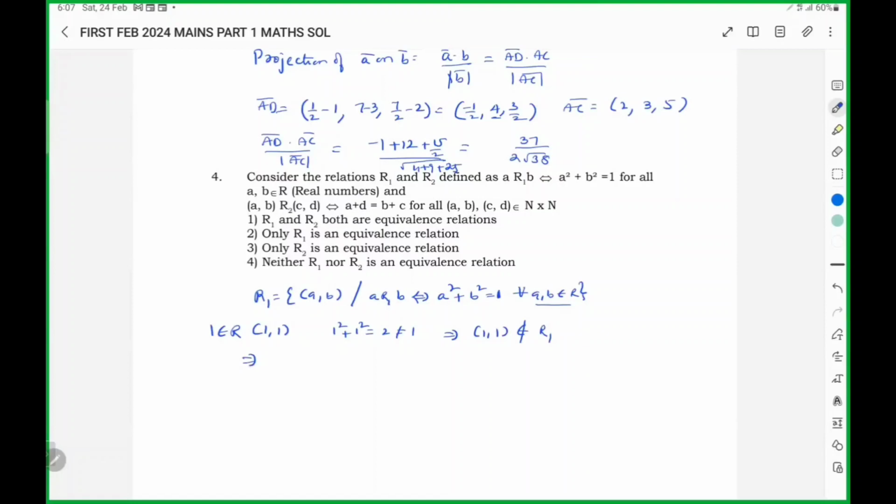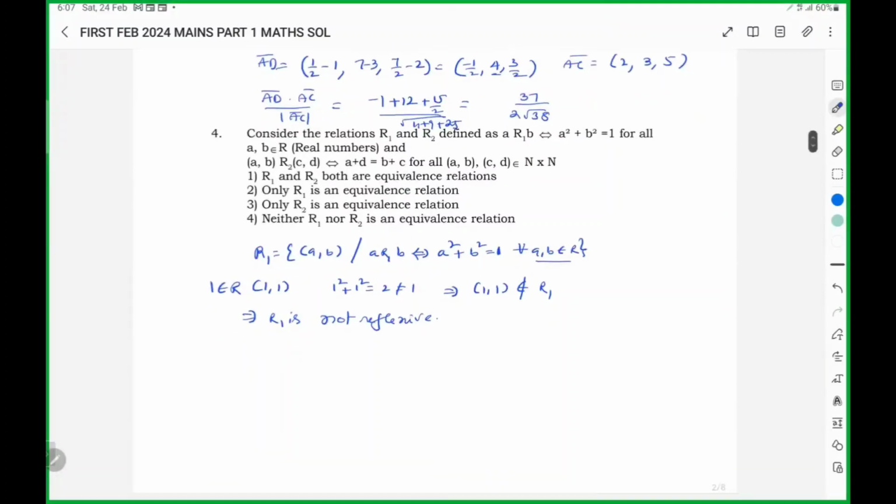So I can say R1 is not reflexive, and once it is not reflexive, it can't be an equivalence relation. So these two options are wrong. Now let us discuss R2.